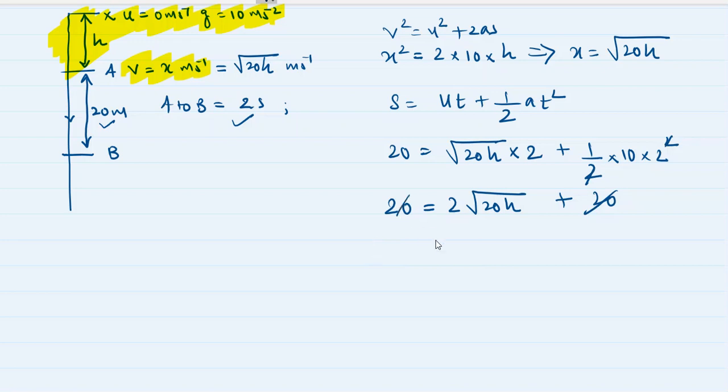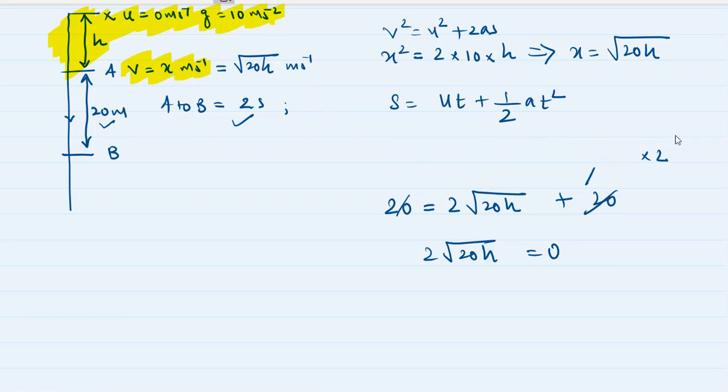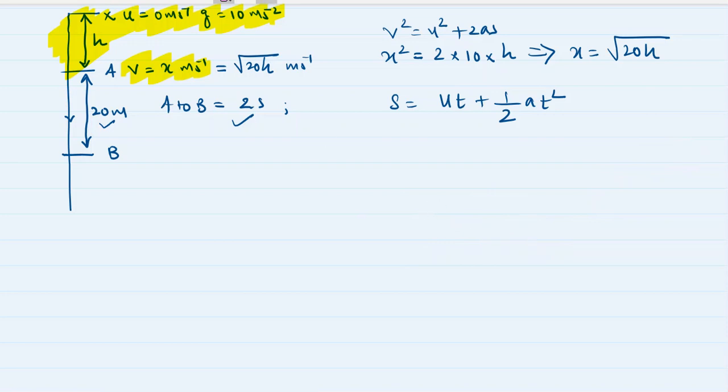Oh my god, still I'm getting the same thing, man. 2 root 20h is equal to 0, I'm getting. So that means the same. Should I solve it by splitting? Not splitting, I mean taking out common. Should I solve it like this?